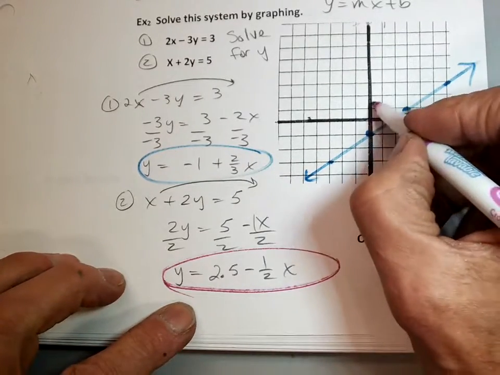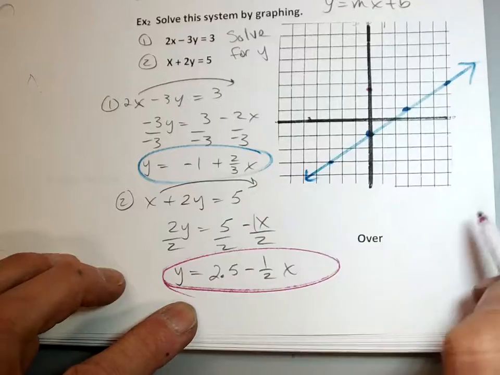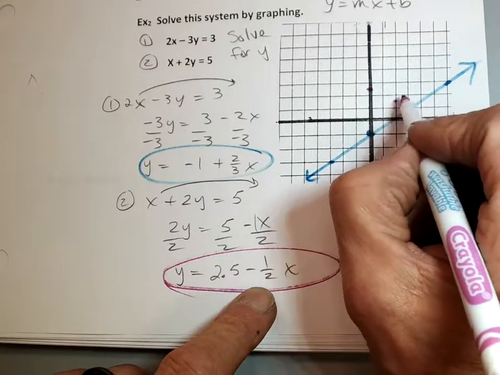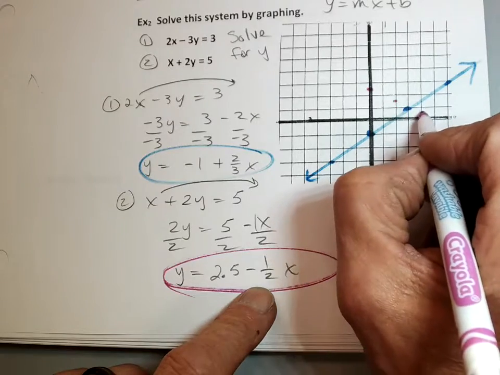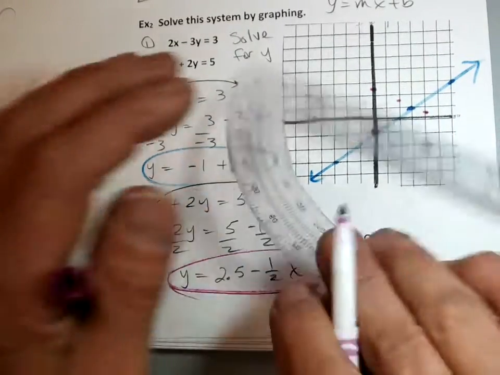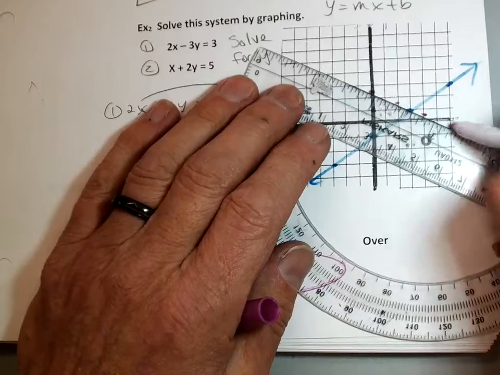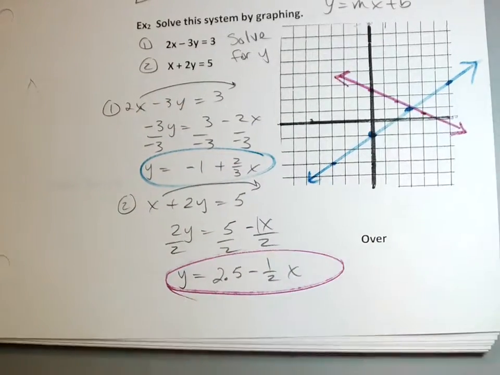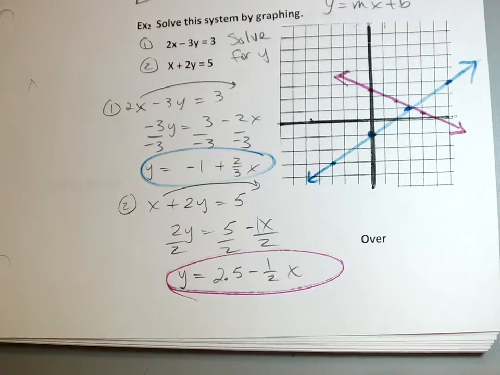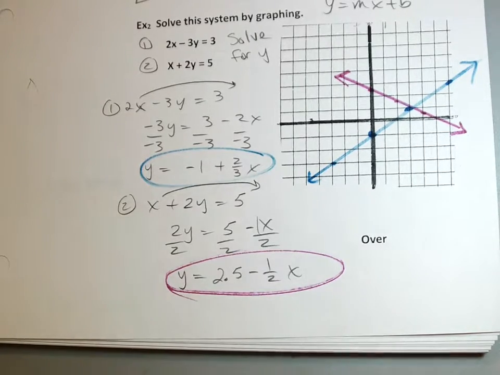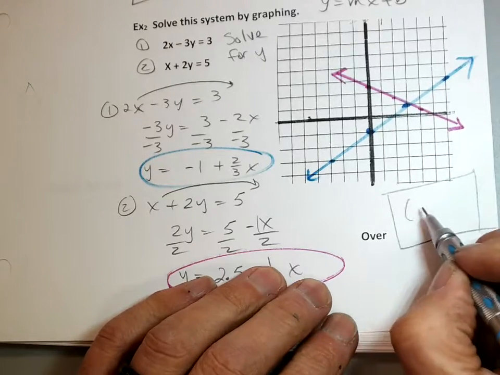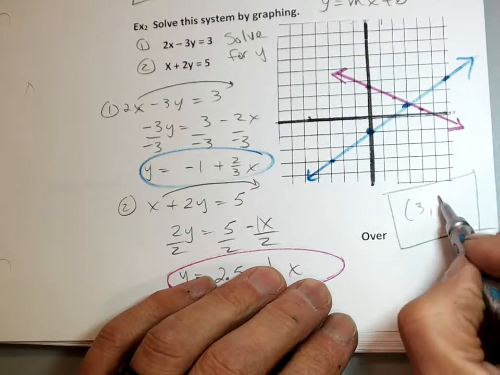So 1, 2.5, I have to estimate 2.5. And I'm going to carefully go down 1 over 2, down 1 over 2. My line goes something like this, okay? Okay, and again, what we're looking for is the point of intersection, which I think is at about (3, 1). So my solution is at (3, 1). Okay.